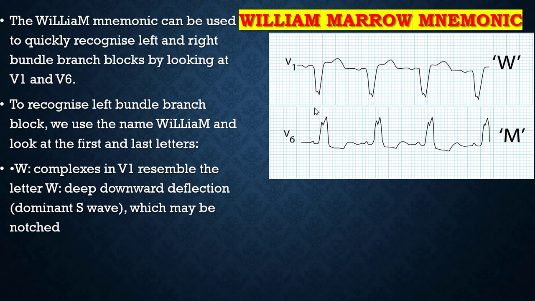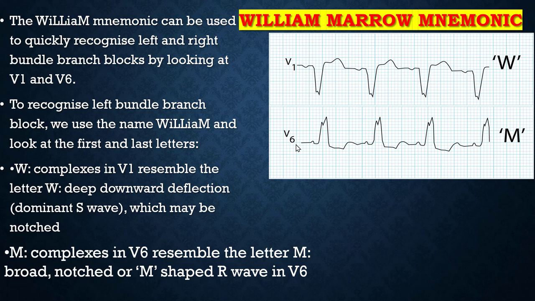W complex in the V1 resembles the letter W. You can see this is resembling the letter W. Deep down deflection or dominant S wave. This is a dominant S wave which may be notched. There is a notch in the S wave. M complex in V6 resembles the letter M. Broad notch or M-shaped R wave in the V6. Here you can see a broad notch or M-shaped R wave in the V6.